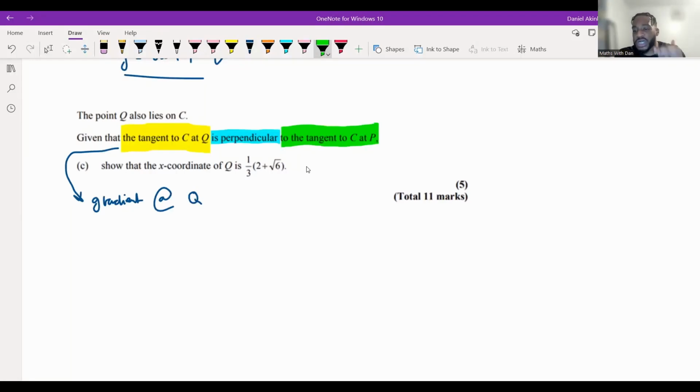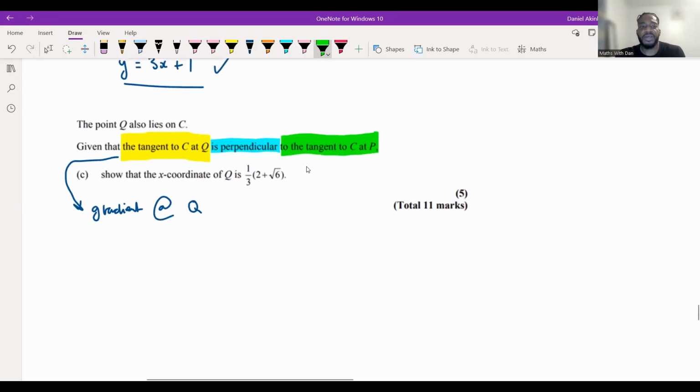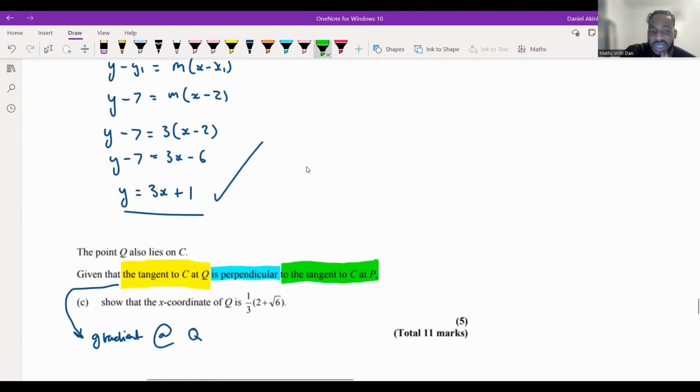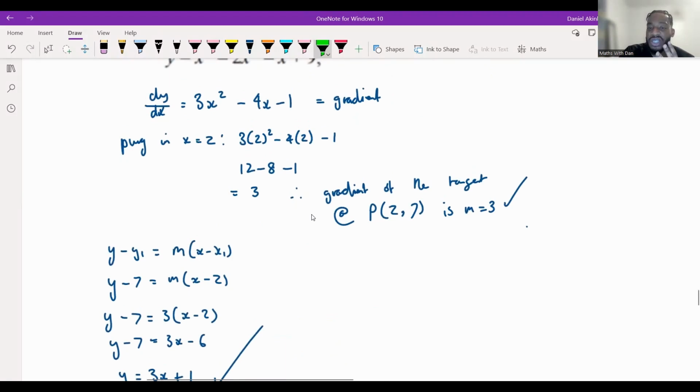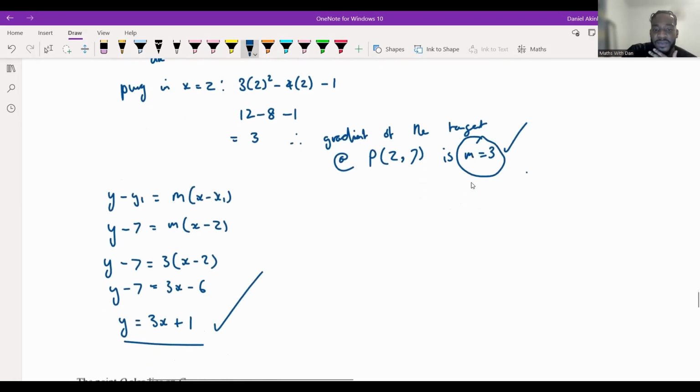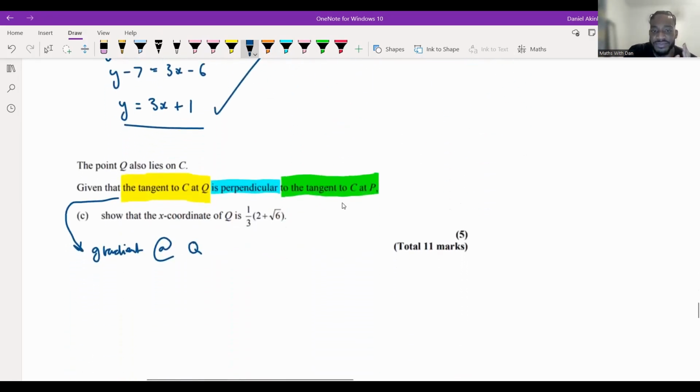Now, remember, all of these questions at A-level maths are always in parts. You're most likely going to be using things that you've done before, right? Now, they're saying that the tangent to C is perpendicular to the tangent to C at P, right? Well, we know the tangent to C at P. The gradient of the tangent to C at P was what we calculated here, isn't it? Does that make sense, guys? This here is just m is equal to 3 because that's what we calculated.